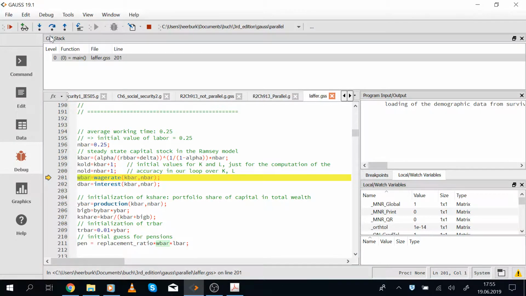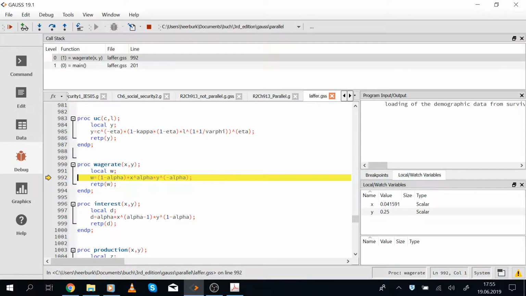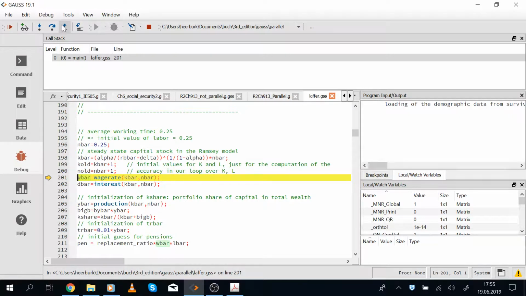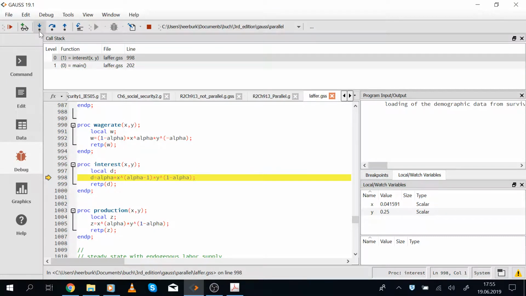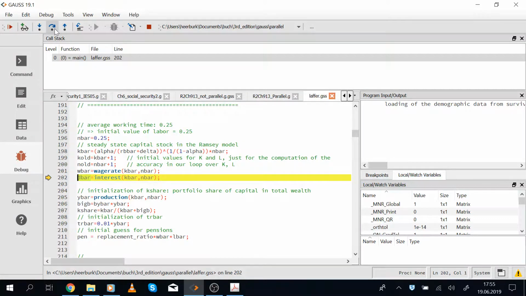So let us jump into the procedure wage rate. For given values of k and l, uppercase L, we can compute the wage as the marginal product of labor. Jump back by pressing the appropriate arrow, F10. And similarly, we can compute the marginal product of capital. Let's also step into this procedure, and here you find the marginal product of capital as a function of capital and aggregate labor, and jump out of this procedure.